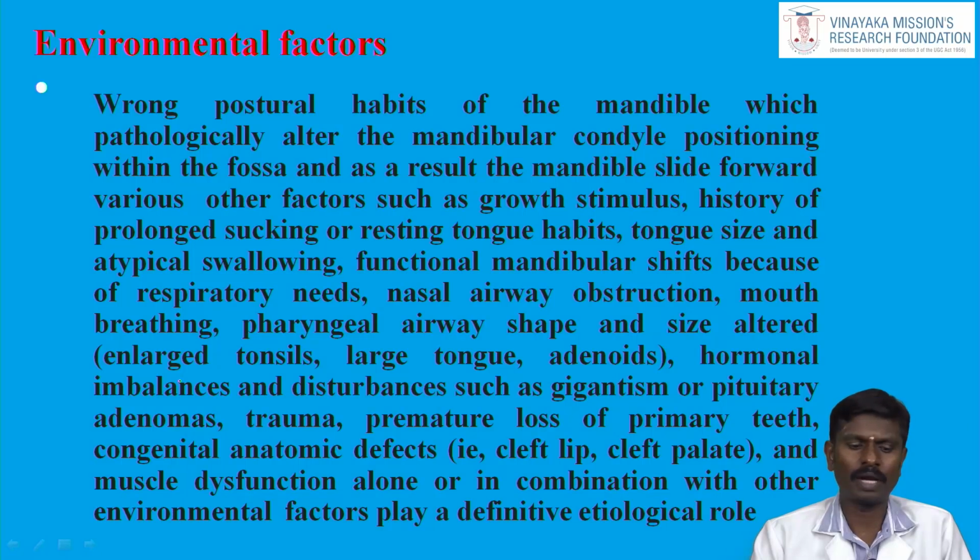And premature loss of the primary posterior teeth. If the posterior teeth are prematurely lost, they won't have support to place the mandible in the most posterior position. What the patient tries to do is put the mandible forward and try to occlude on the anterior teeth. So that plays a major role in repositioning of the condyle, which leads to class 3 malocclusion.